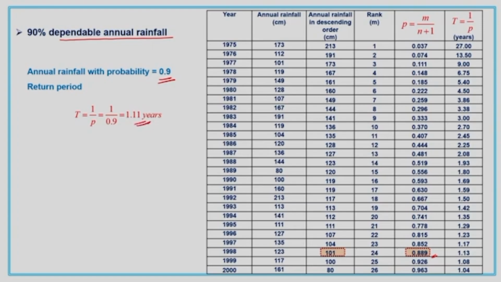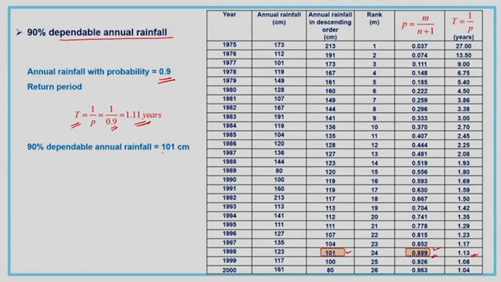Our probability is 90%, 0.9, and corresponding to that the return period is 1.11. Here corresponding to 0.889, the return period is 1.13. This 1.13 corresponds to a probability of 0.889. Here we have calculated corresponding to 0.9, that is 1.11. Because of that approximation, there is a slight difference in the return period values, and the rainfall data corresponding to this probability or return period is nothing but 101 centimeter.